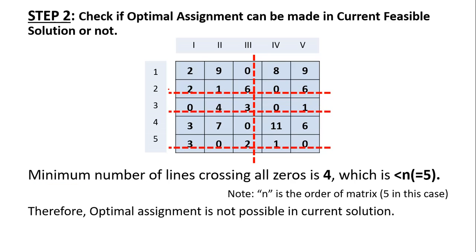Now we have the minimum number of lines crossing, but you can see the minimum number of lines crossing all the zeros is 4 here, but since the order of the matrix is 5, or the value of n here is 5, the number of lines crossing is 4, which is less than 5. We can say that the optimal solution is not reached. The assignment which we have assigned in this particular current feasible solution is not optimal, so we have to reiterate the process. Now how is it possible?